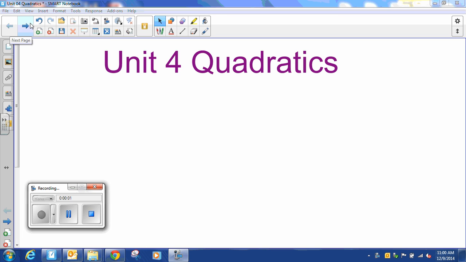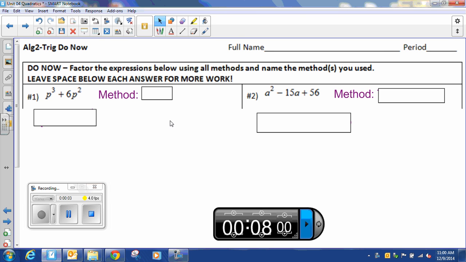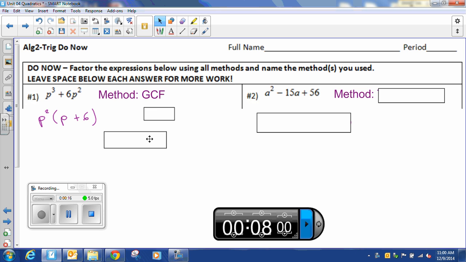Okay, Unit 4, quadratics. We're going to start off by solving quadratic equations by the method of factoring. So before we do that, I wanted to review all the different types of factoring methods. So here is classic GCF extraction.